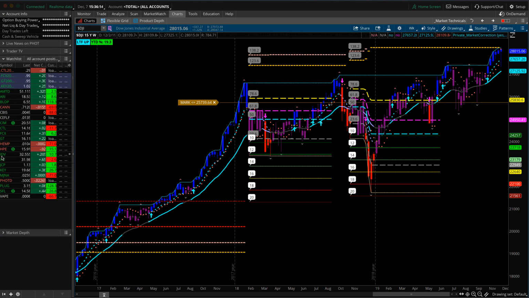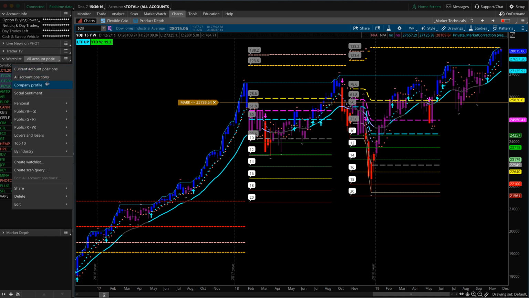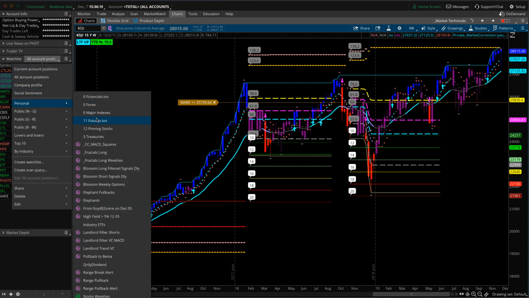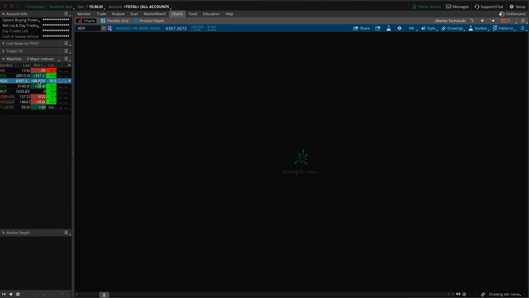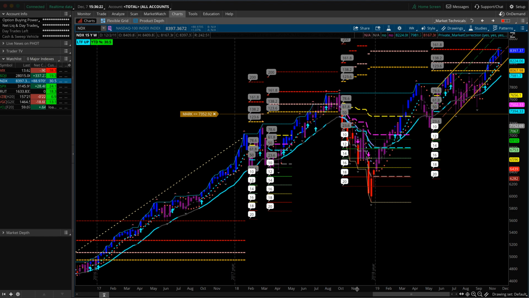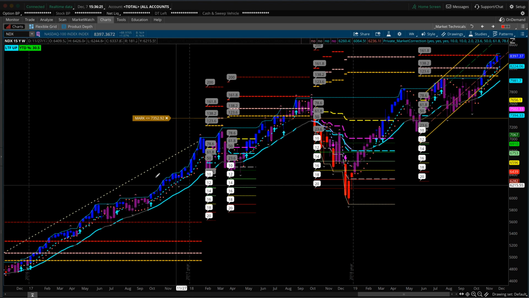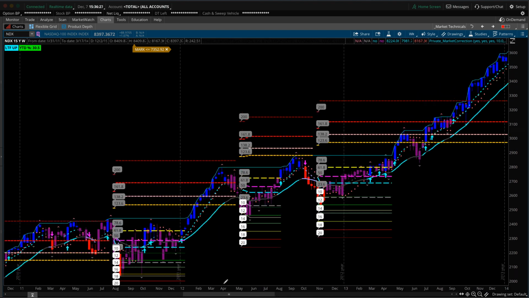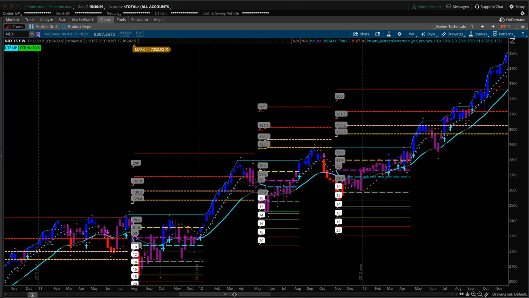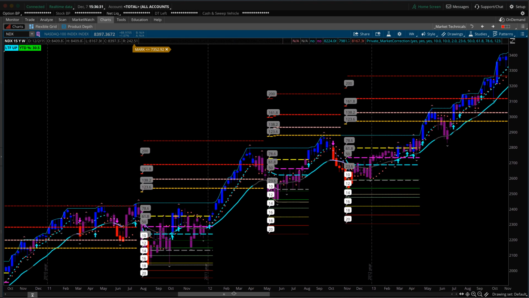Let's go ahead and look at some of the other indexes. We'll go ahead and change this to major US indexes. Let's go ahead and look at the NASDAQ. And again, we'll do the same thing. With the benefit of hindsight, we'll examine how these levels impacted the market. Okay, so let's just take a look at that.